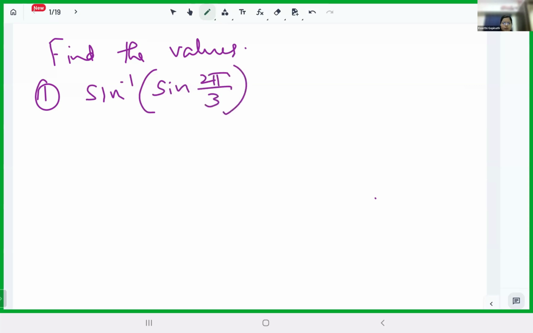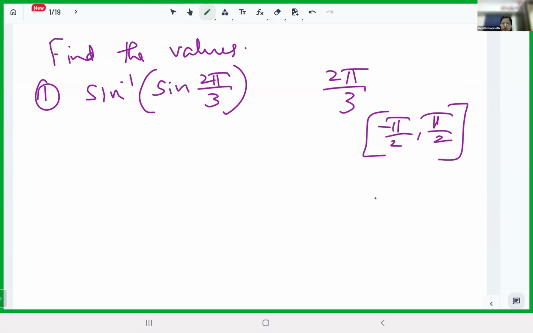If we apply the property sine inverse of sine x is equal to x, we get that the value of theta will become 2 pi by 3. And we have to check whether this 2 pi by 3 belongs to the principal value branch of sine inverse. For that we need to know the PVB of sine inverse. PVB of sine inverse is the closed interval minus pi by 2 comma pi by 2.